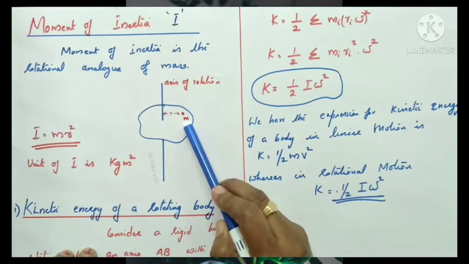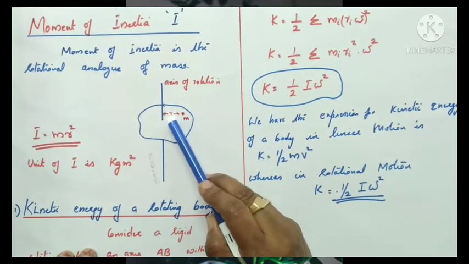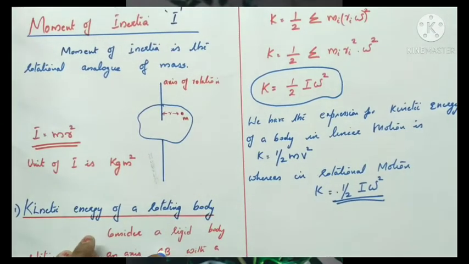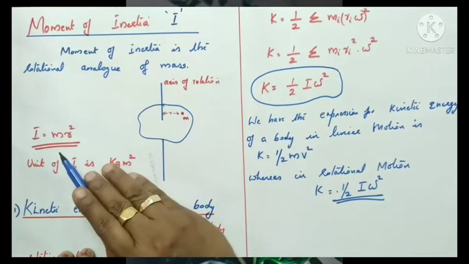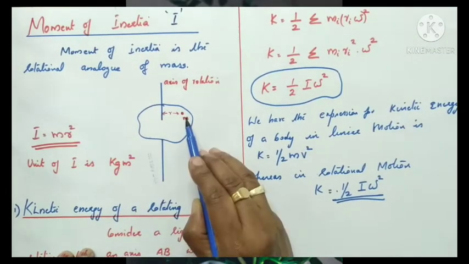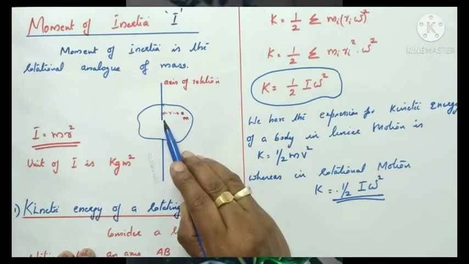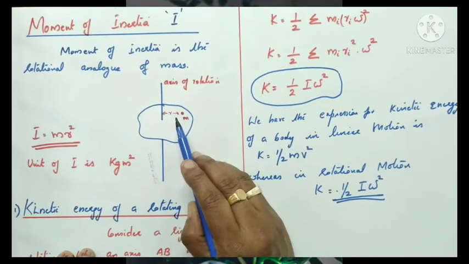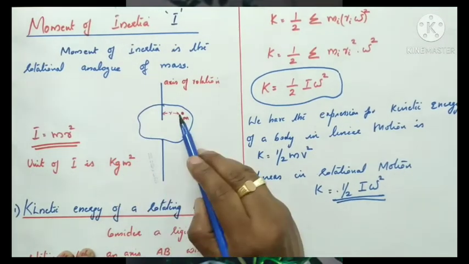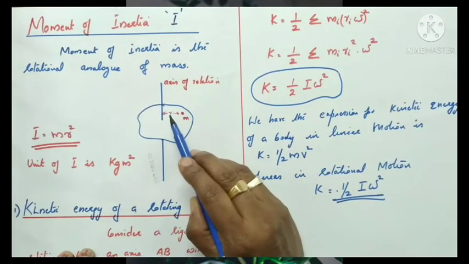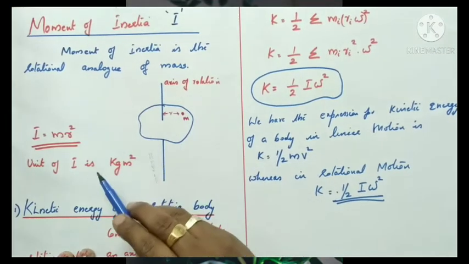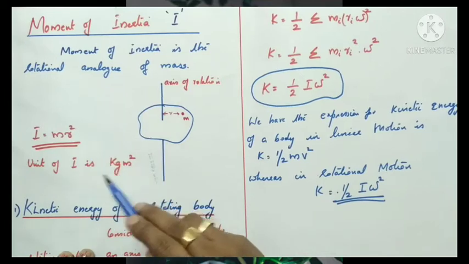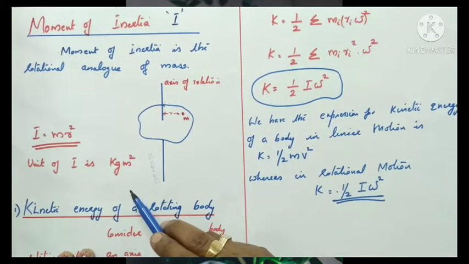Consider a small particle of mass m which is at a perpendicular distance r from the axis of rotation. The moment of inertia of the particle is given by I equal to mr squared, where m represents the mass of the particle and r is the perpendicular distance of the particle from the axis of rotation. So moment of inertia is defined as the product of mass and the square of the perpendicular distance between the particle and the axis of rotation. Its SI unit is mass into distance squared, so kilogram meter squared.